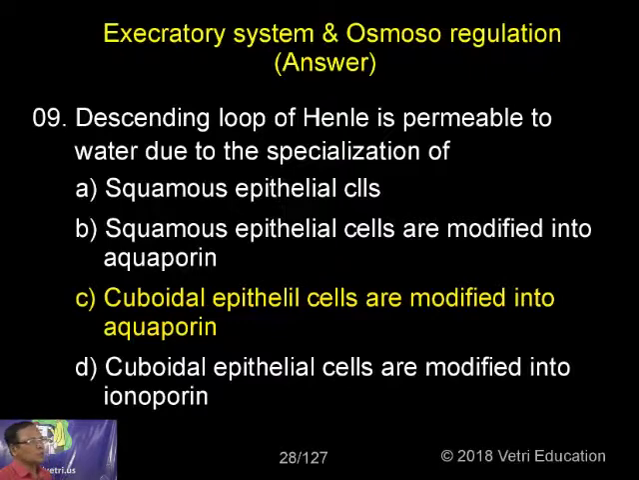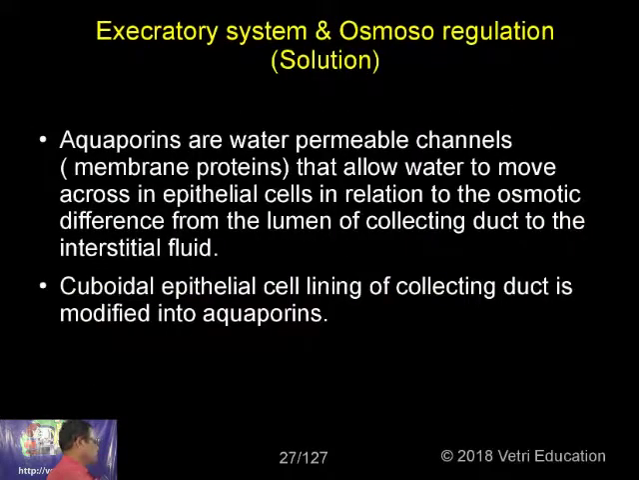So the cuboidal epithelial cells in the descending limb of the loop of Henle are permeable to water due to the specialization of cuboidal epithelial cells. They have what is called aquaporins. Aquaporins are the membranous protein pores. The membranous proteins have the pores, and we see that the lining of the collecting duct is modified into aquaporins. They are nothing but membranous proteins.